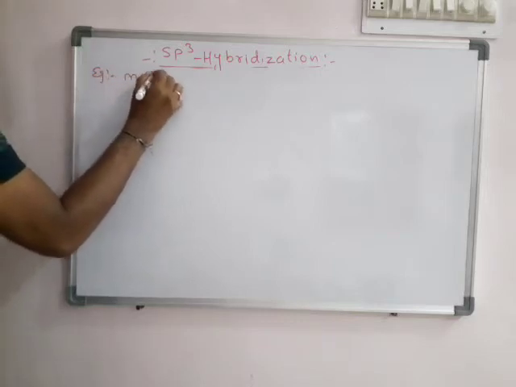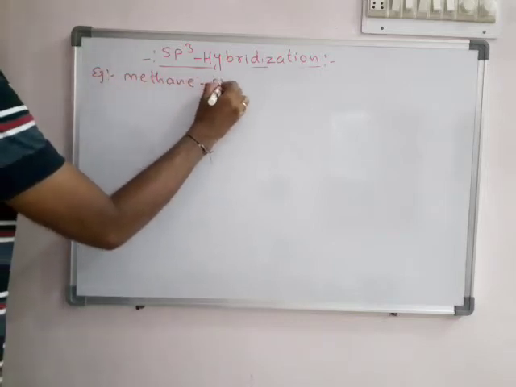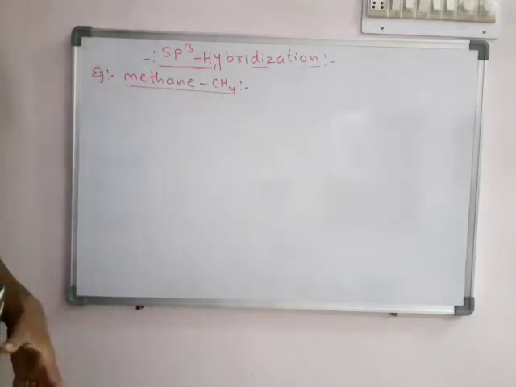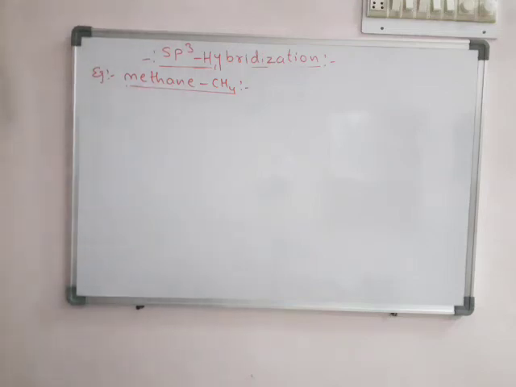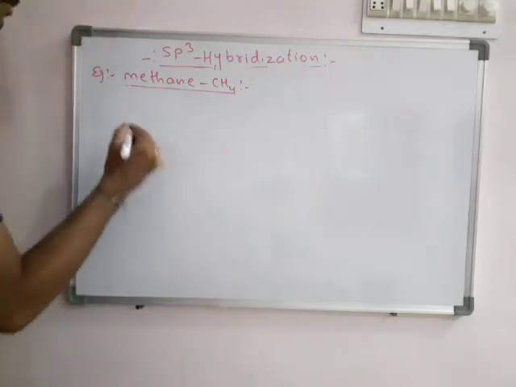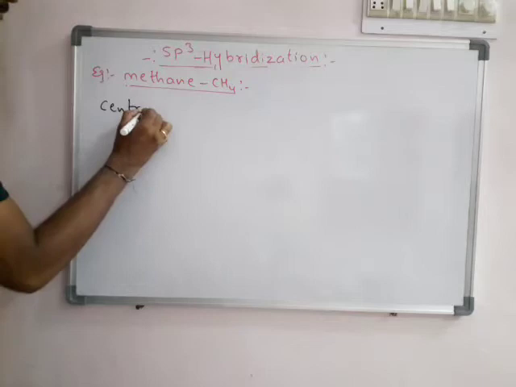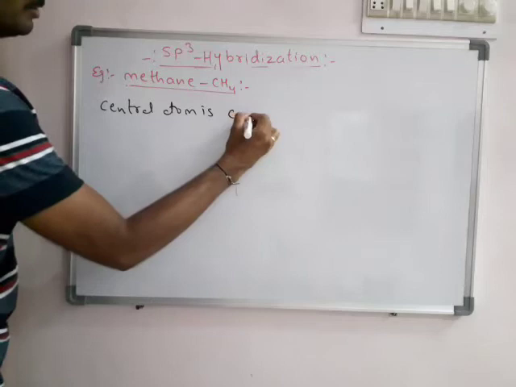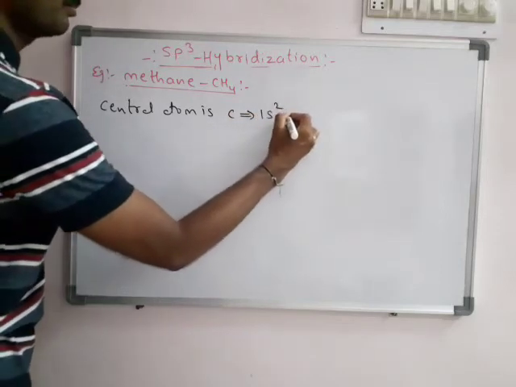For example, we take methane. What is the formula of methane? CH4. And we know that only the central atom, in any molecule, is involved in hybridization. So, can you guess what the central atom is in methane? In methane there is only one carbon and 4 hydrogens. Obviously, the central atom is carbon. So what is the carbon hybridization normally?